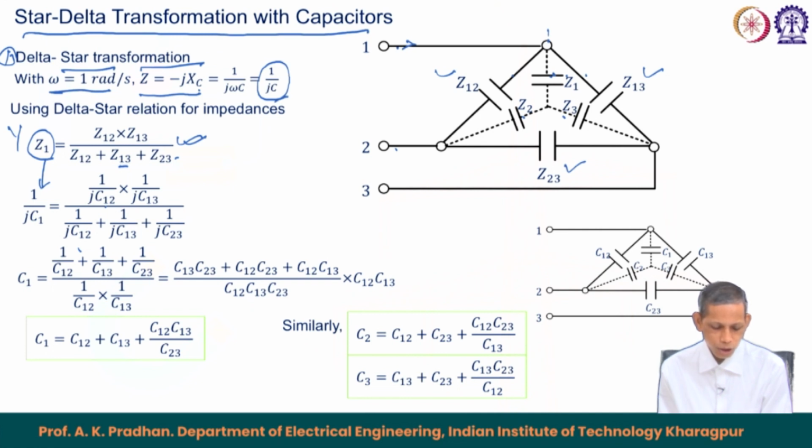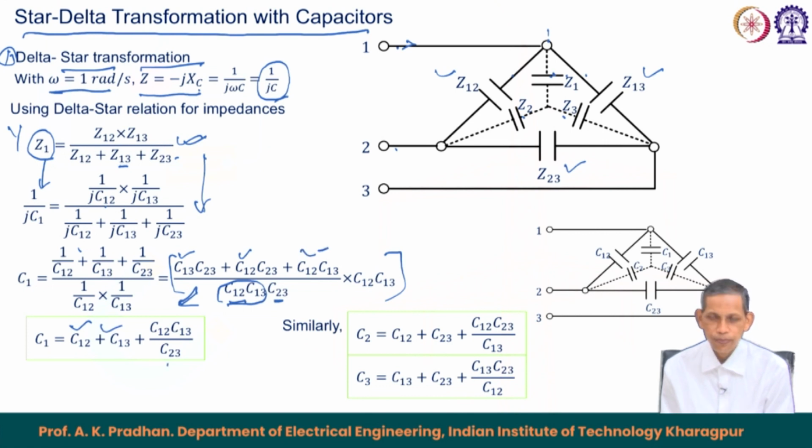So, we see that the corresponding C1 becomes equal to 1 by C1 plus 1 by C13 plus 1 by C23 upon 1 by C12 into 1 by C13. From these steps, the C12 and C13 will cancel out, so only C23 remains. Therefore, this becomes equal to C12 C13 upon C23.